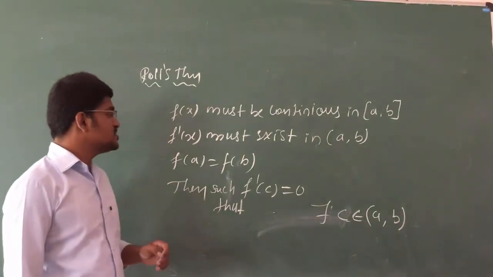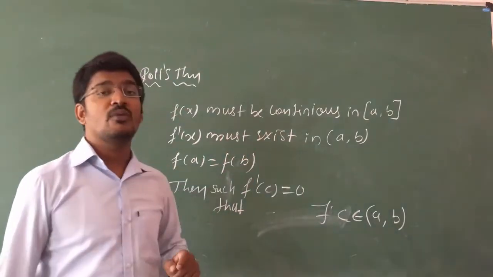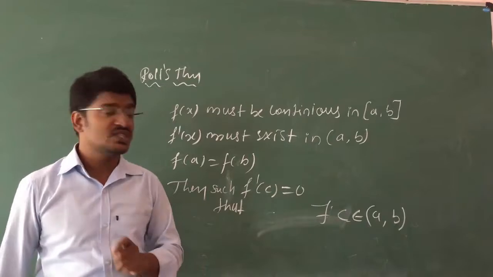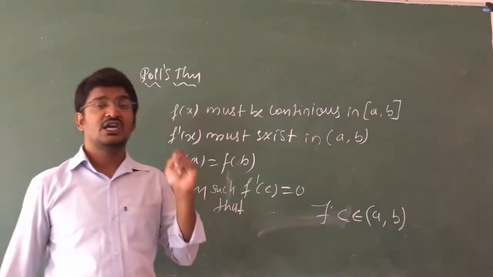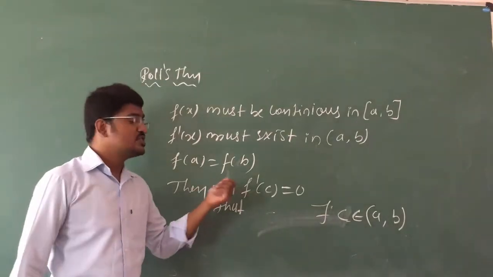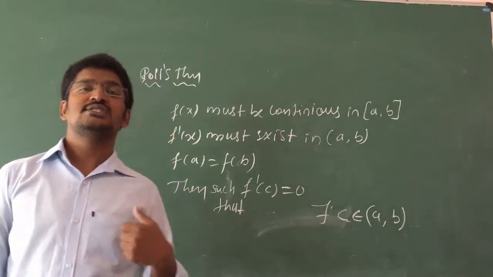Clear? That means there is a point c in your open interval a comma b such that for that point f dash of c is equal to 0. That is what Rolle's theorem is.